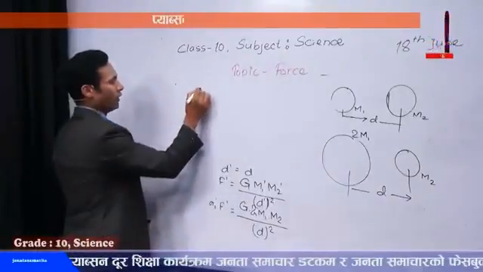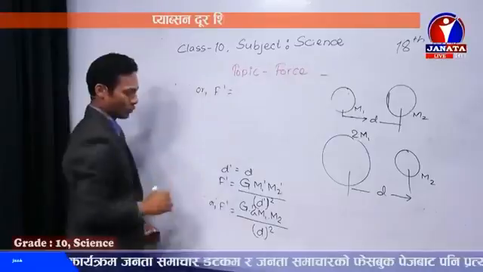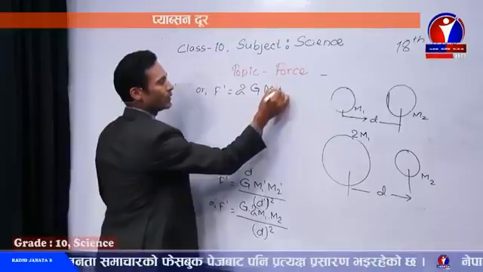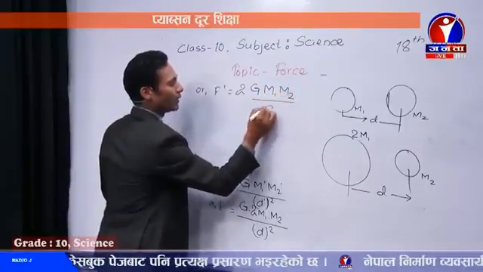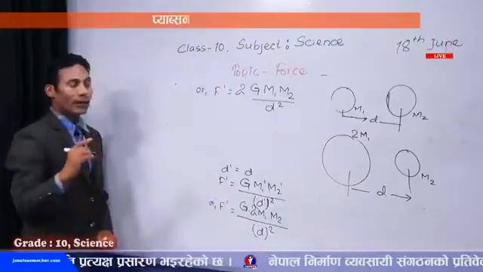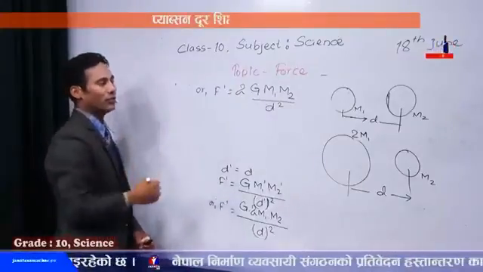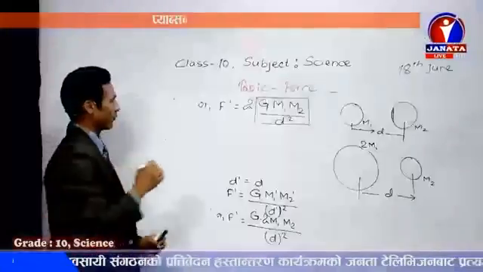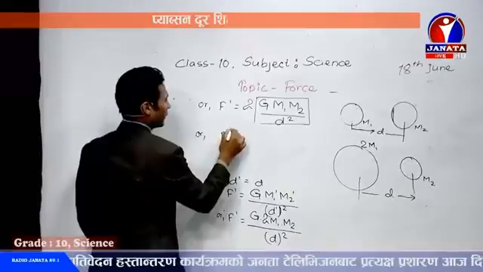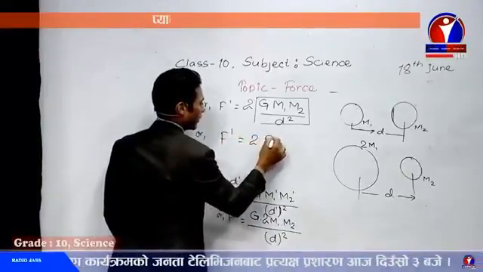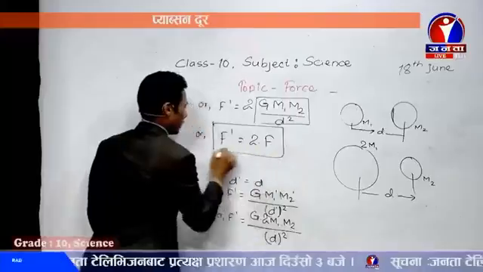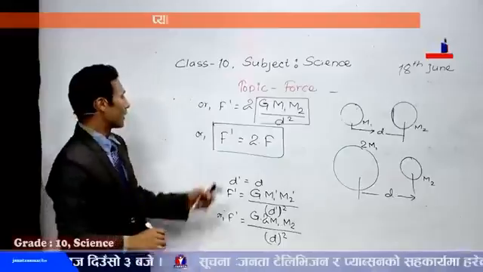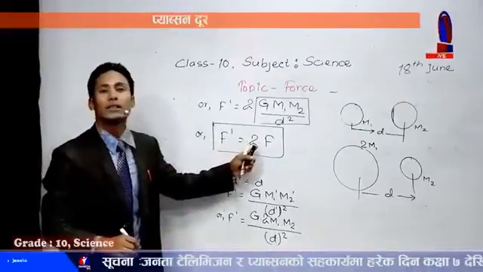Okay, so F dash equals, now let's simplify this. This is 2G m1 m2 by d square. The first equation that we have written previously is equivalent to the force F, so we can replace this. F dash equals twice of F. So when one of the masses is doubled, the gravitational force also gets doubled.